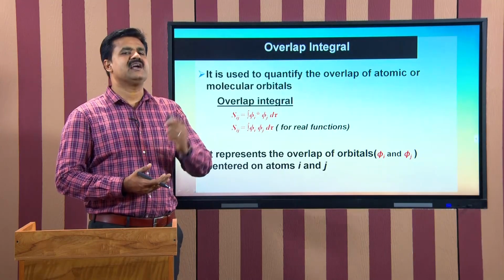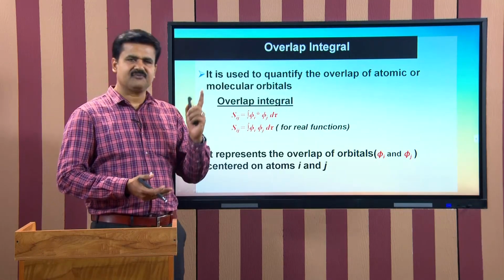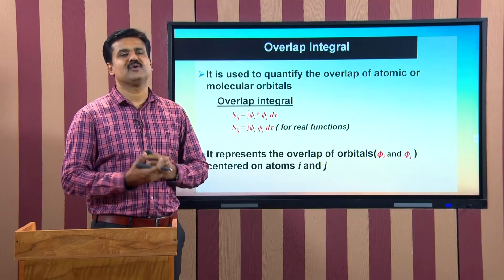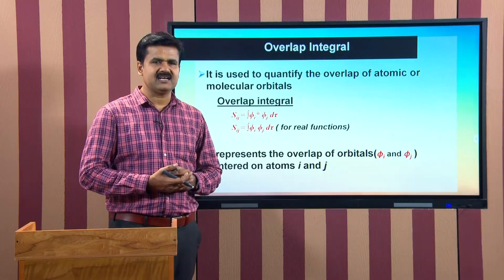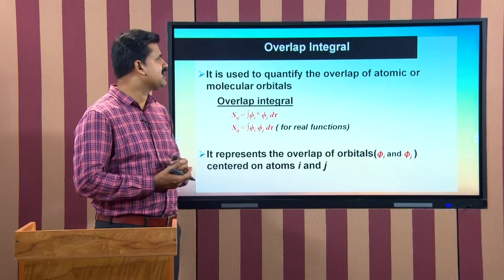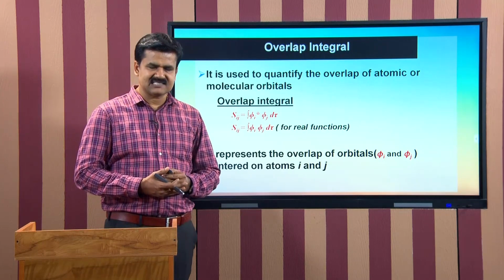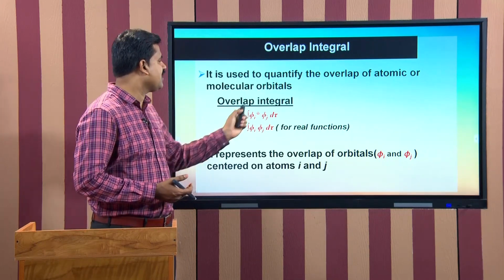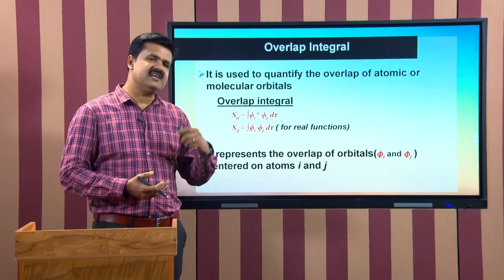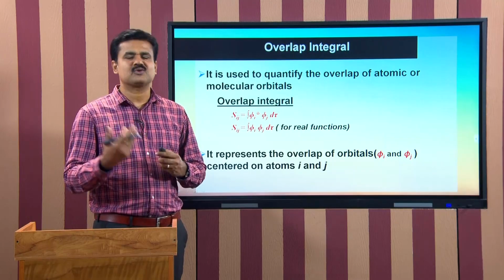Now, two kinds of integrals are highly relevant as far as HMO theory is concerned. The first integral is nothing but the overlap integral. This overlap integral is a quantity used to quantify the overlap of atomic or molecular orbitals, and by definition the overlap integral can be represented as S_ij is equal to integral phi i star phi j d tau, or if phi i is a real function, then phi i is equal to phi i star. That is, if there is no imaginary part, the function should be the same as its complex conjugate.